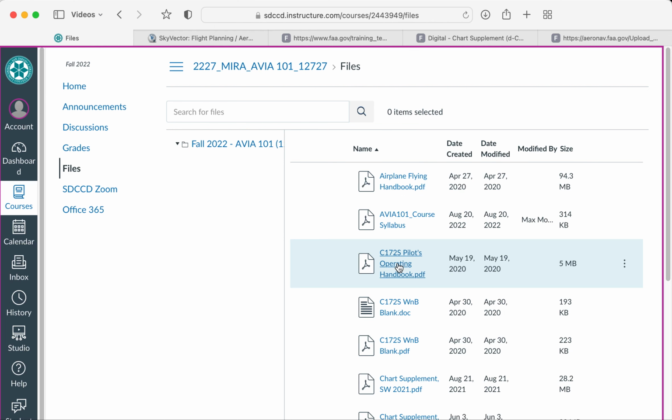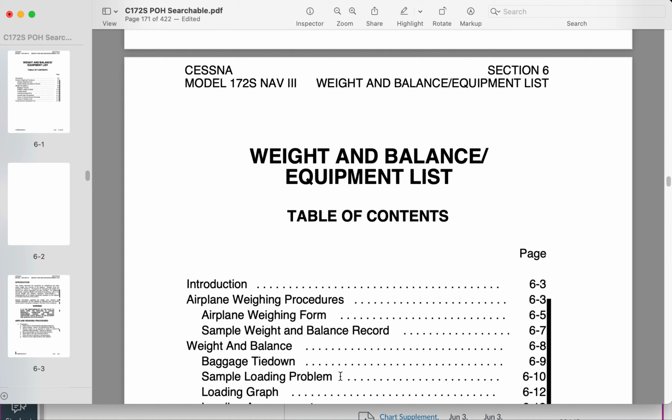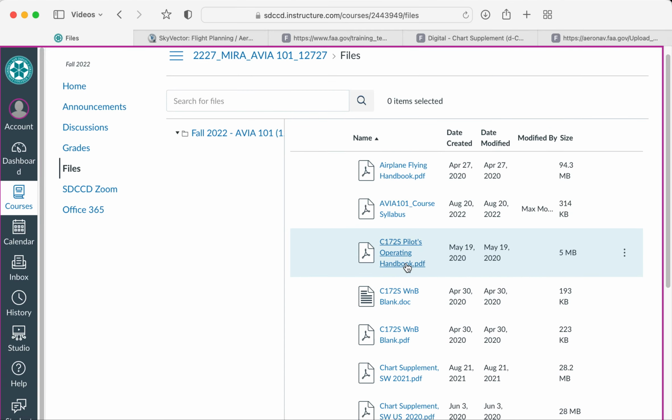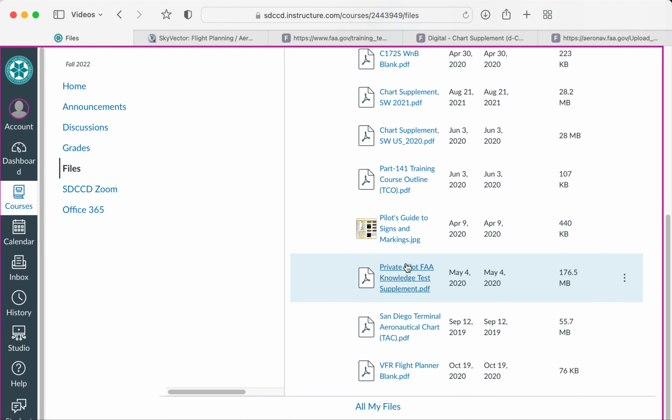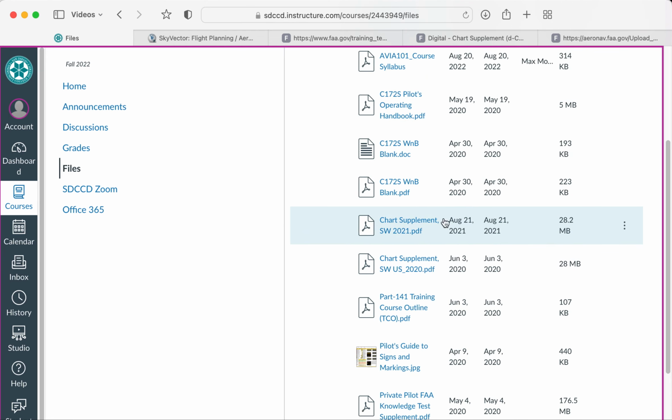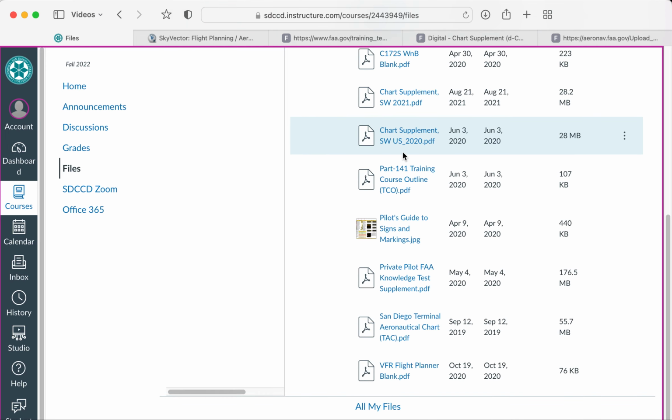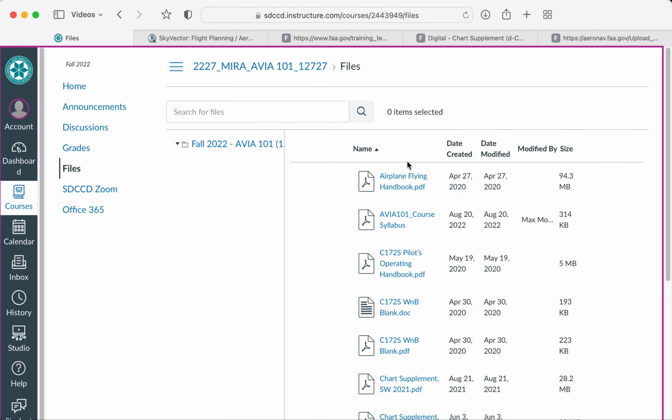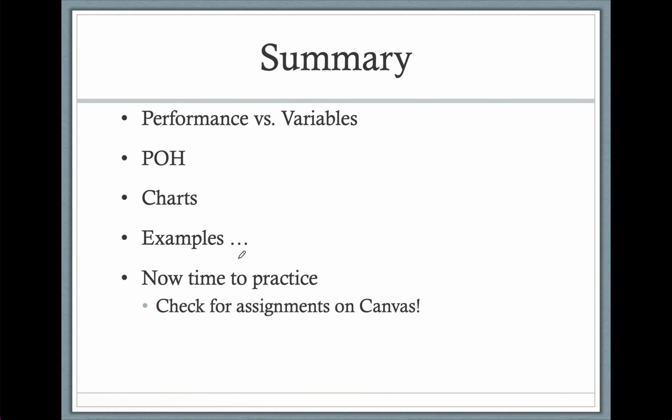Here's where to find the Cessna performance charts and all the weight and balance forms. Here's the POH that I was just looking at. That's this POH right here, and it's available in files for you. There's a blank weight and balance calculator and a blank weight and balance form. And that's probably it for the files in there right now. I think that's it for this video then.